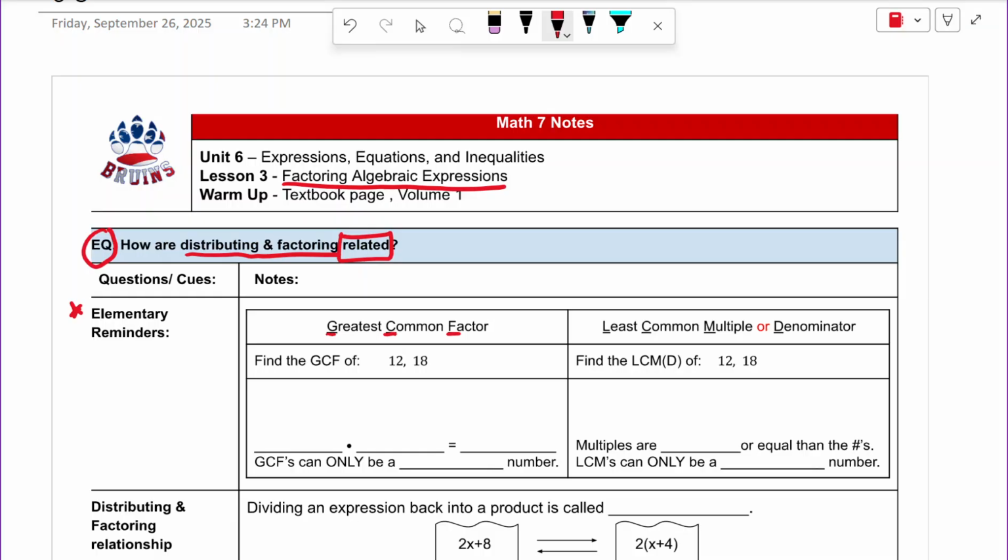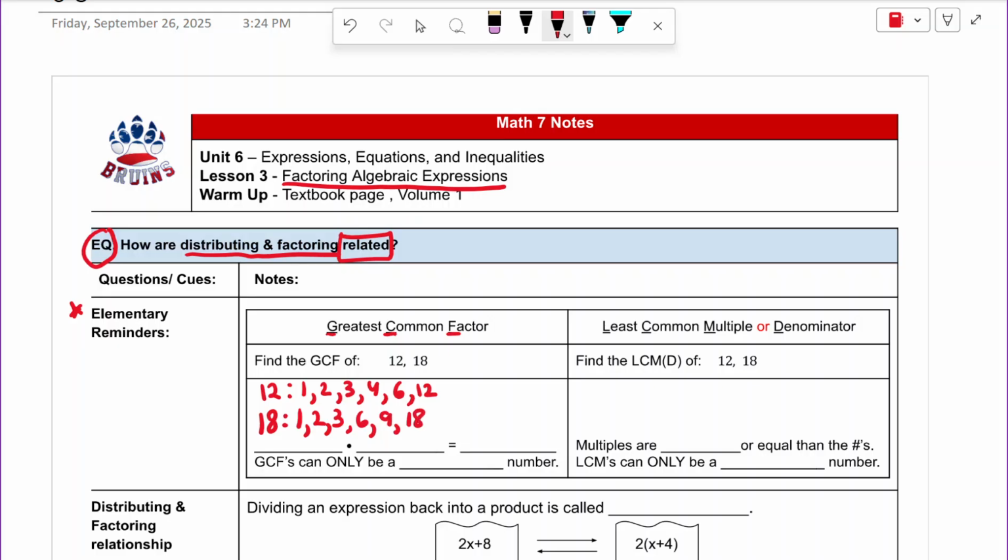So if we list out our 12 right here, and then we put all of the factors that go into 12, that would be a 1, a 2, a 3, a 4, a 6, and a 12. Those are the factors of 12. All of those numbers go into 12. And if we were to list the factors of 18, we have 1, 2, 3, not 4, not 5, but we have a 6, we have a 9, and we have an 18. Those are all the numbers that go into 18.